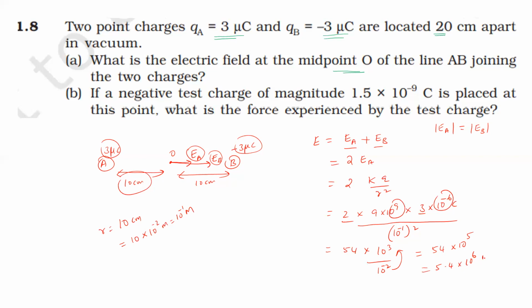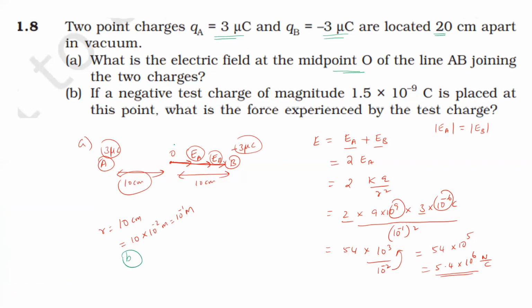Unit of electric field intensity is Newton per Coulomb. So this electric field intensity is 5.4 into 10 power 6 Newton per Coulomb. This electric field is acting along OB, towards B. This part is completed. Now we have to solve the second part, part B.